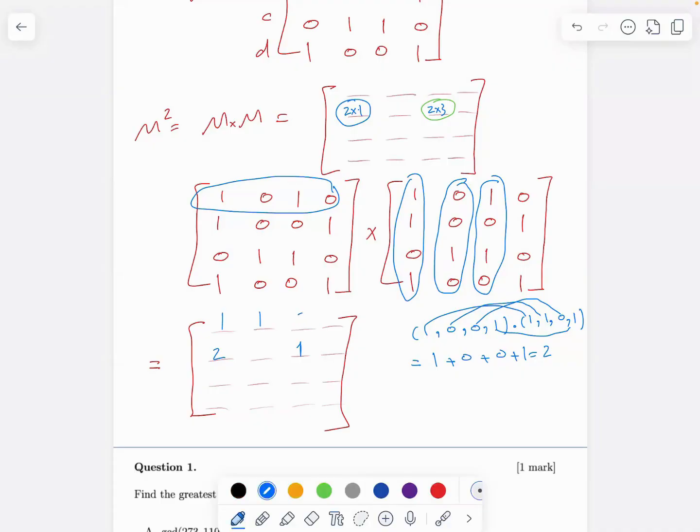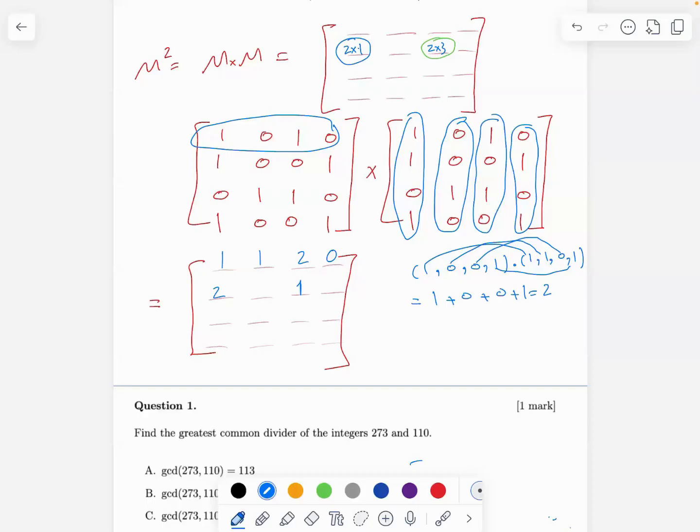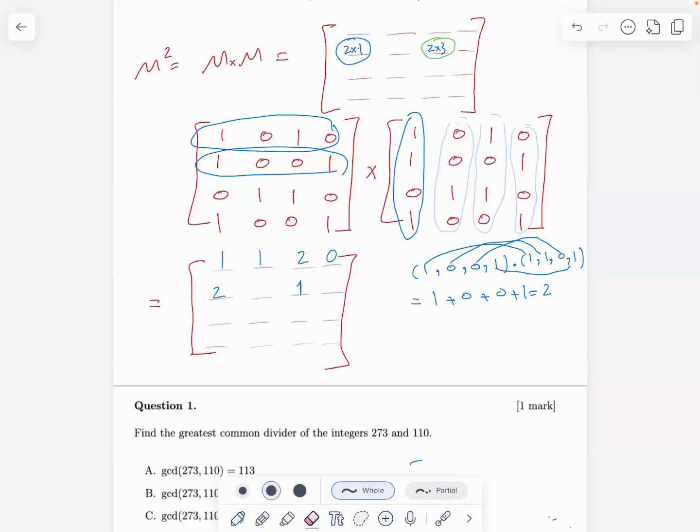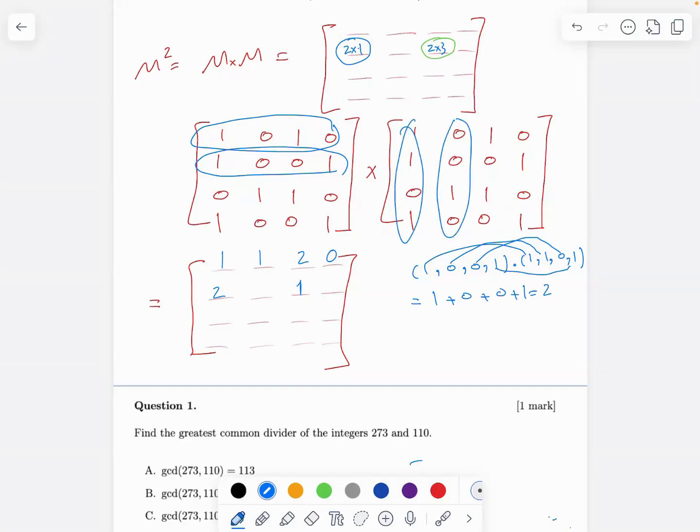2. Answer of this part. What's the answer of this part? All right, let's do 1 0 0 1. So this part, go. Last one is 1.